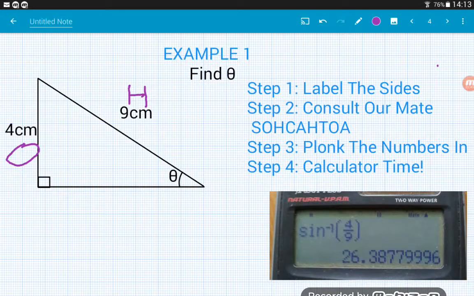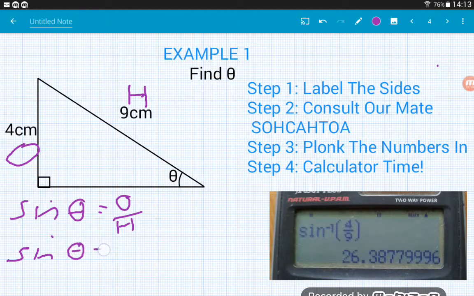Next we go to SOHCAHTOA. Alright, SOHCAHTOA's time to shine. So we go through SOHCAHTOA and work out which part of it we're using. S-O-H. We are indeed using SOH then, because we've got the opposite and the hypotenuse. That tells us this is a sine problem. So, sine of theta is equal to the opposite over the hypotenuse. Therefore, sine of theta is equal to, now if we plonk our numbers in, the opposite is 4, and the hypotenuse is 9. So sine of theta is 4/9.